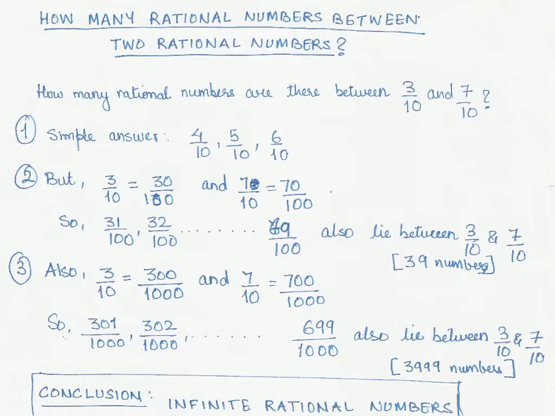Now we are given: how many rational numbers are there between 3 by 10, that is shown over here, and 7 by 10? Now let's try to think through this problem. 3 by 10 and 7 by 10. What lies between 3 by 10 and 7 by 10?